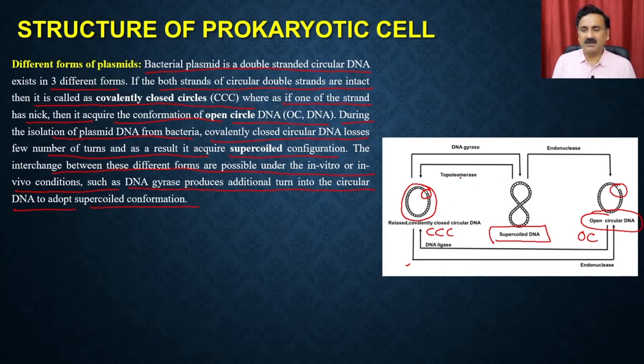the different enzymes are working. For example, if you take the circular DNA and add DNA gyrase, it is going to create turns in it, and that's how it will generate the supercoiled DNA. But if you take the supercoiled DNA and treat it with topoisomerase, it is going to reduce the turns, and that's how it is going to be turned into covalently closed circular DNA.